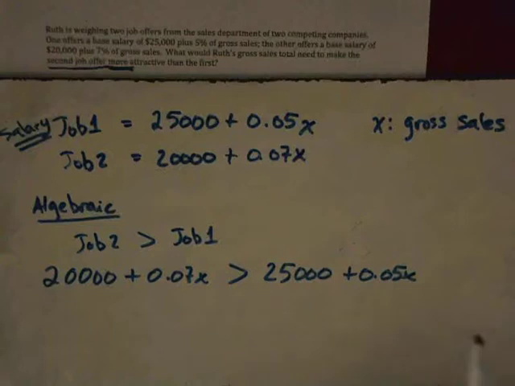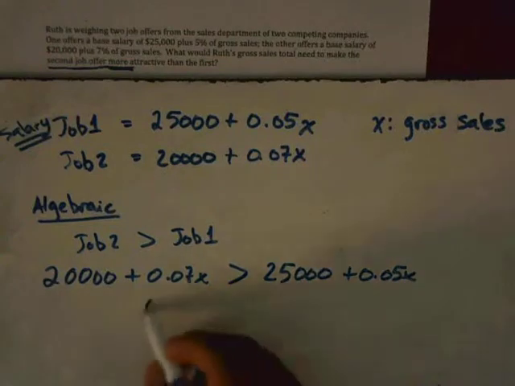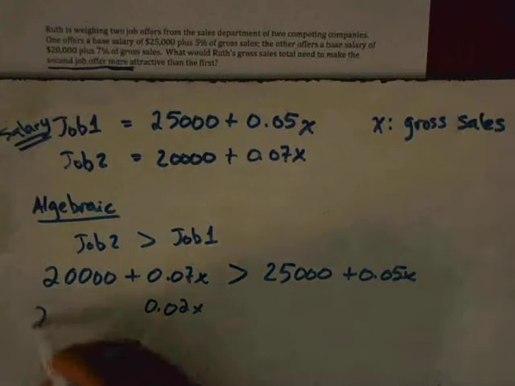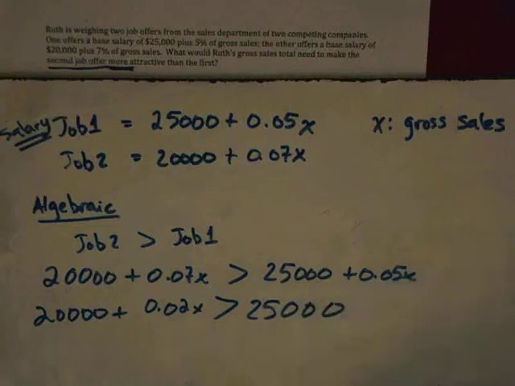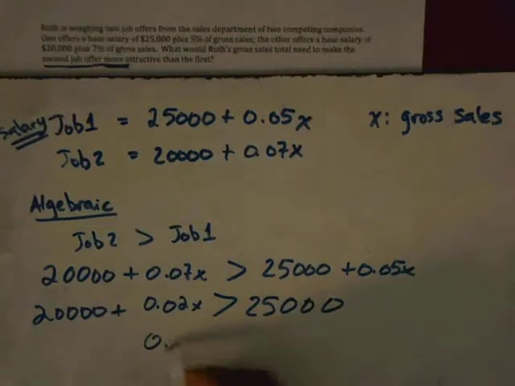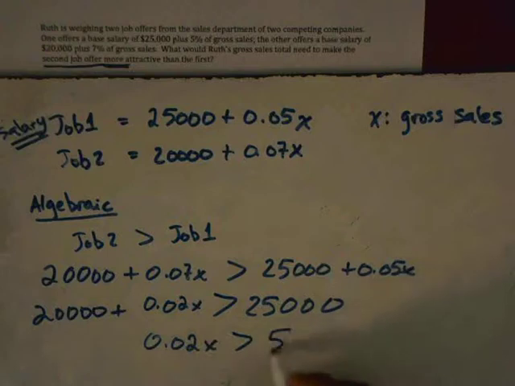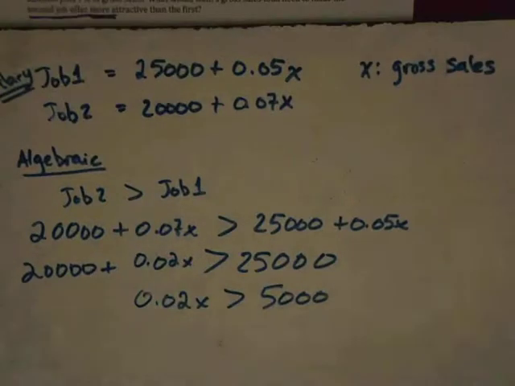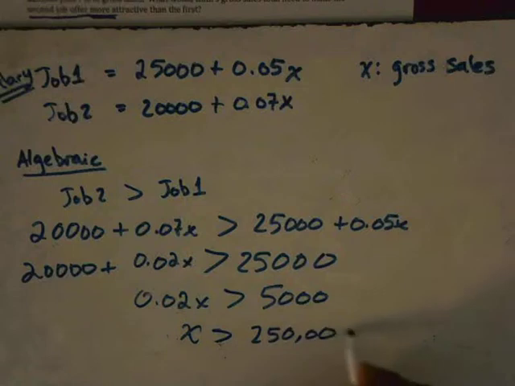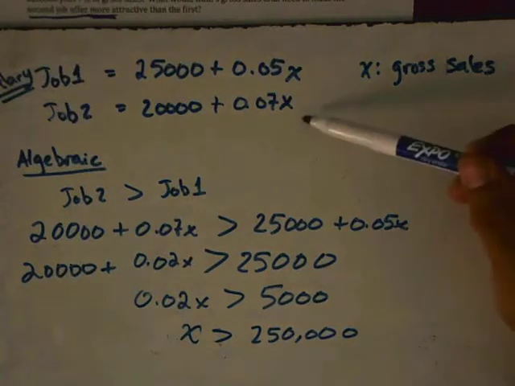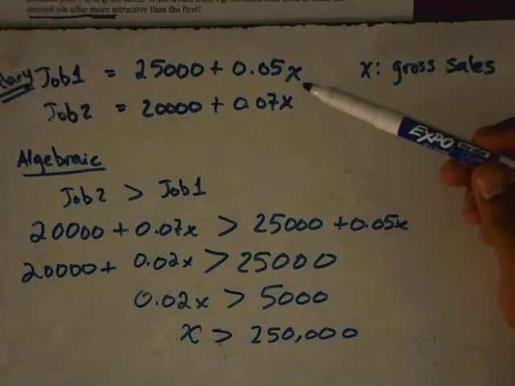And we're basically just solving for x. So subtract 0.05x from both sides. I get 0.02x and 20,000 still. Subtract 20,000 from both sides, and you get 0.02x is greater than 5,000. Then divide both sides by 0.02, and you get x is greater than 250,000. So she has to sell $250,000 in sales in order for the second job to pay her more than the first job.